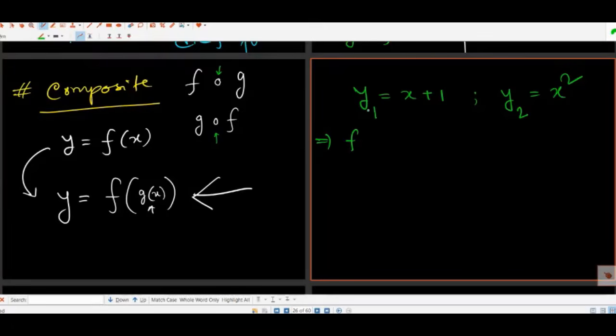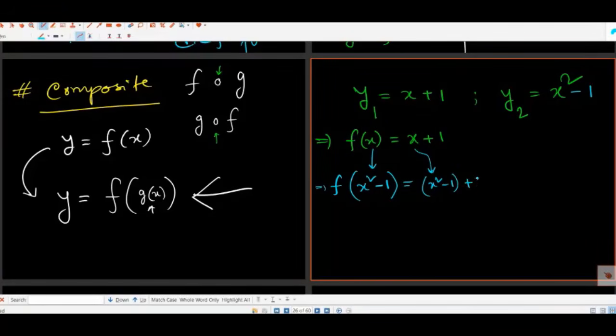So y1 can also be written as f of x. So f of x equals x plus 1. Or for better understanding, let's write x squared minus 1. If I look for f of x squared minus 1, we are going to find another new function. That means we are going to input x squared minus 1 where we have x in the original function. So where we have x, input x squared minus 1. So that is x squared minus 1 plus 1.